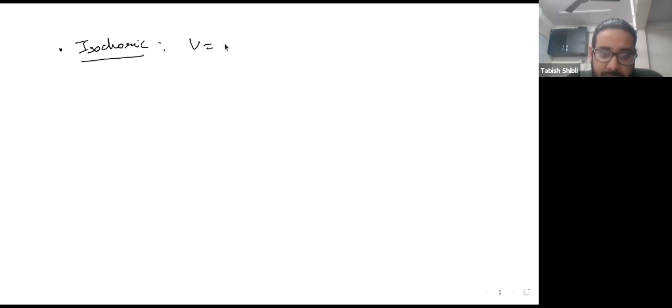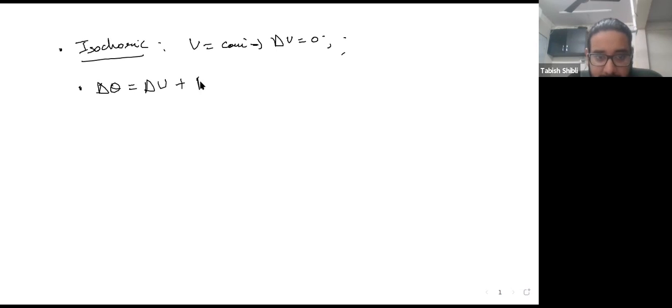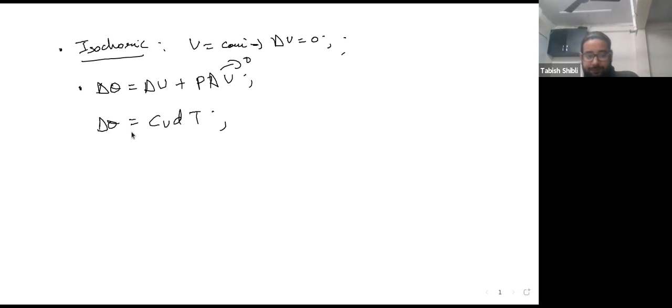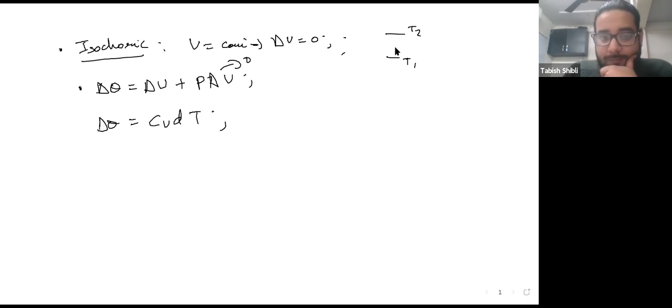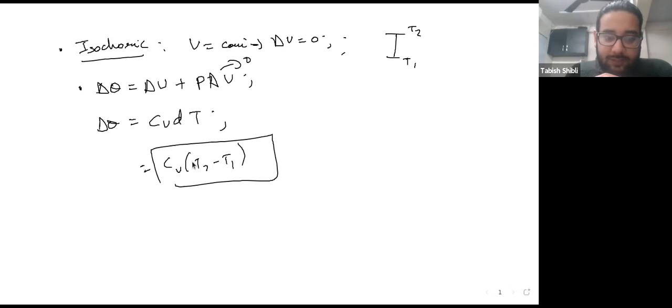Okay, let's talk about isochoric. What does isochoric mean? It means volume is a constant, so delta V is equal to 0. Let's go back to our beautiful equation: delta U plus P delta V. Delta V is 0, so this is 0. So my delta Q is just Cv dT. If the temperature is going up from T1 to T2, this is just equal to Cv times T2 minus T1. As simple as that.